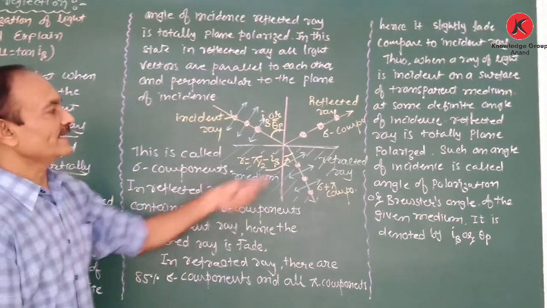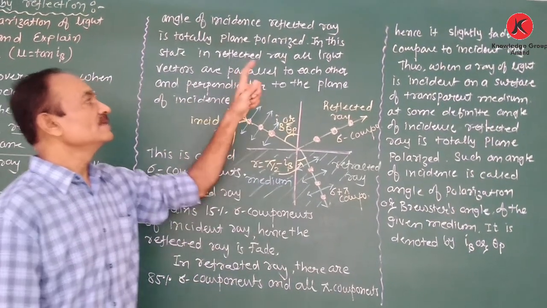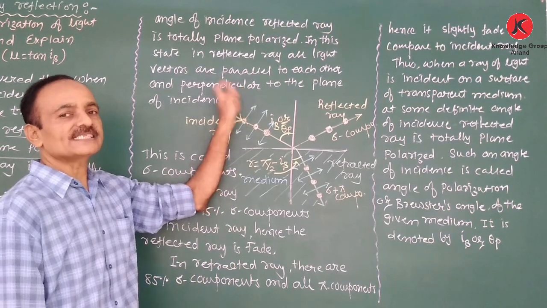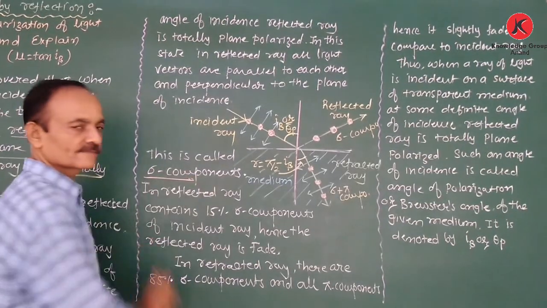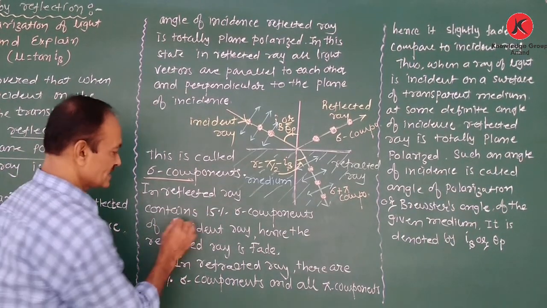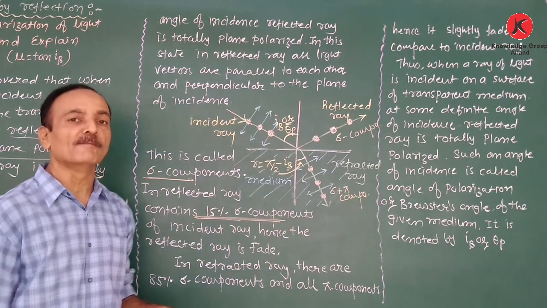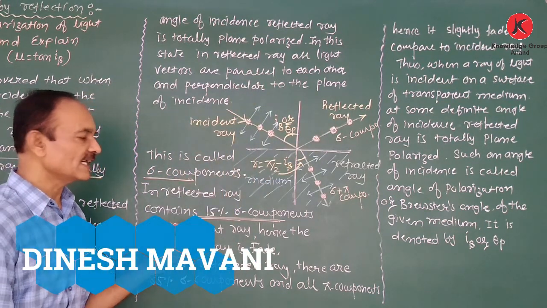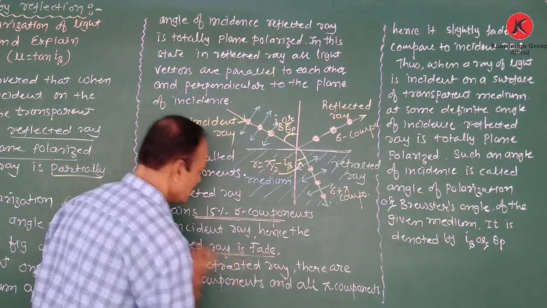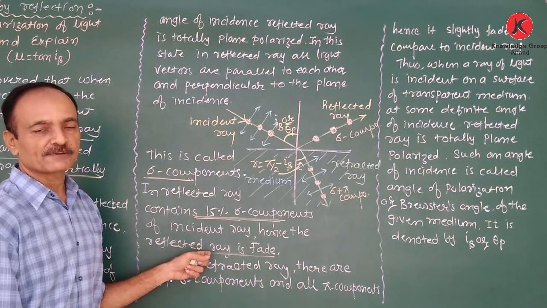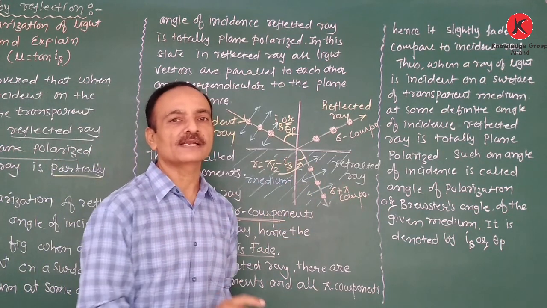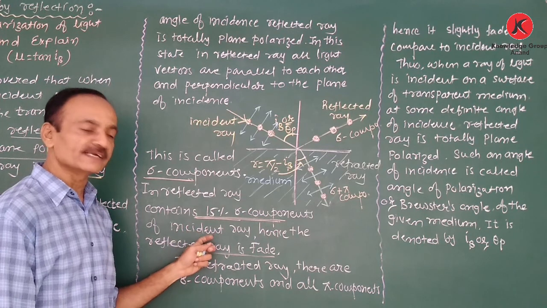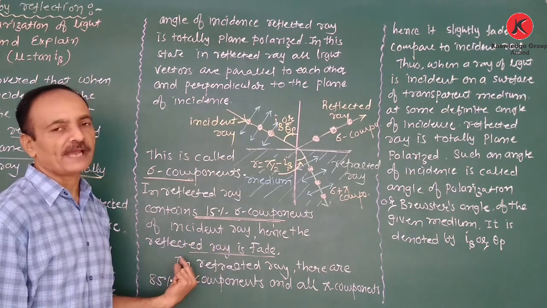Again, the reflected ray is totally plane polarized. In this reflected ray, light vectors oscillate perpendicular to the plane of incidence. This component is known as the sigma component. Only 15% of the sigma component is present in the reflected ray, and as a result the reflected ray is faint. That means its intensity is less, so the reflection is not shown clearly, because the reflected ray carries only 15% of the incident ray.